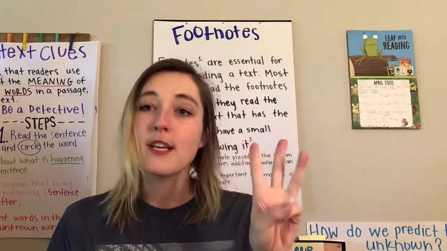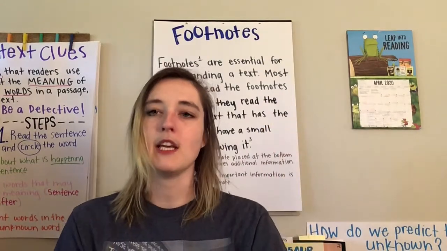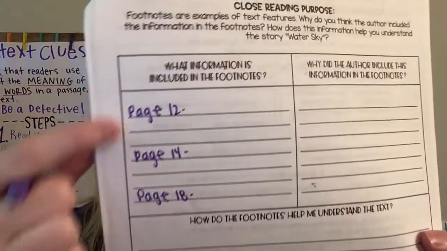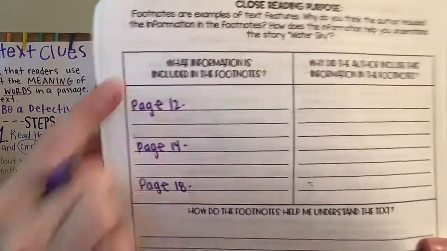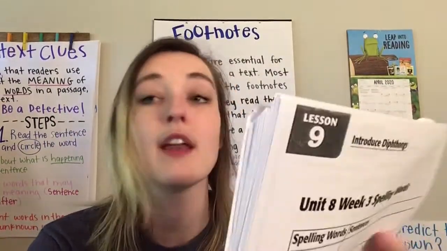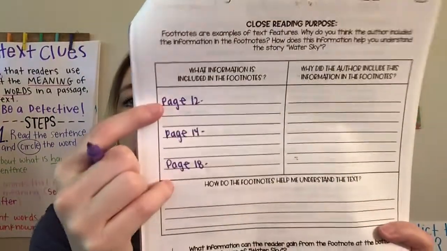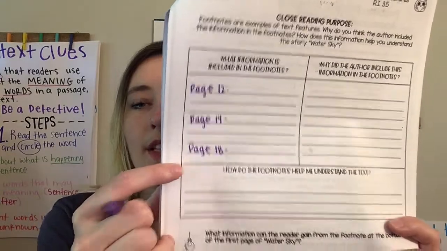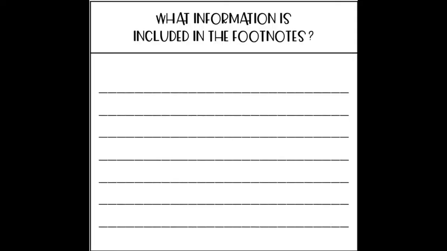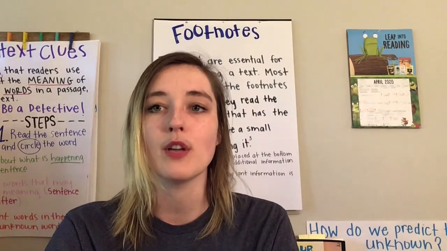Okay, so I found 3 separate footnotes. I found one on page 12, page 14, and one on page 18. So I'm actually going to write down each of the different footnotes right here, because then we're going to answer this first question. First question says, what information is included in the footnotes? So we're going to identify what information is on page 12, page 14, page 18. That's the first thing that we're going to identify first, is what information is included.